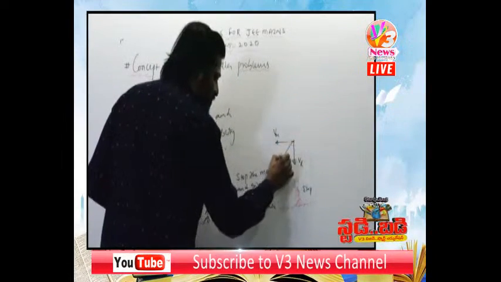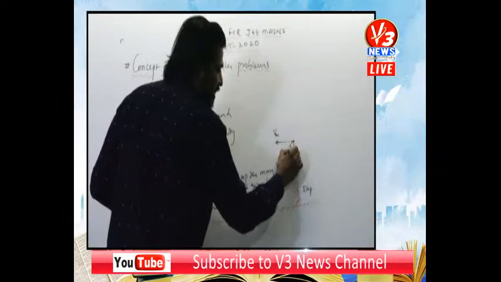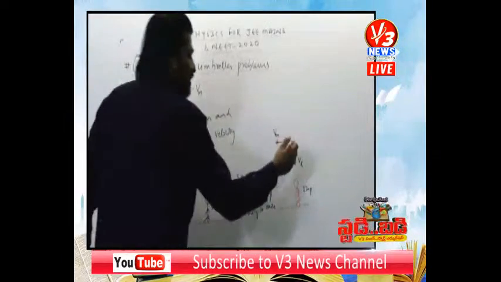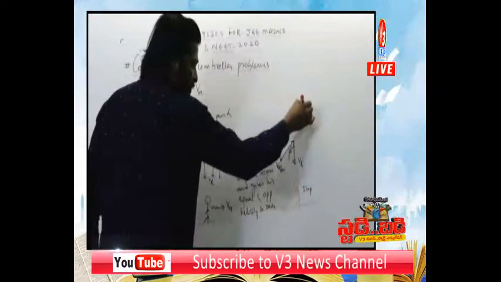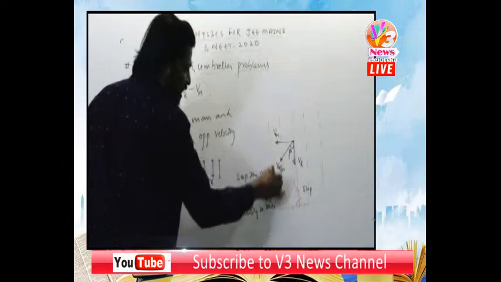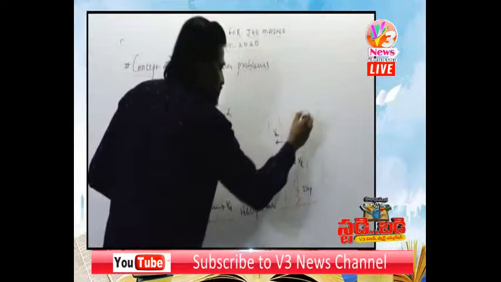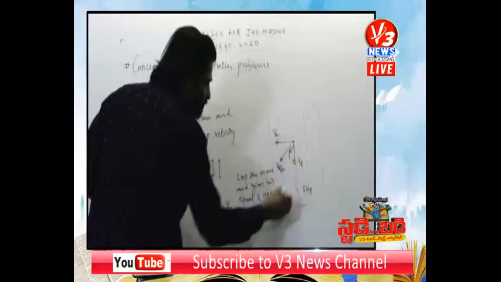So the resultant of this is the velocity of rain with respect to man, Vrm, making an angle, say for example beta, with the vertical. That means when the man is moving with a certain velocity, the rain starts appearing to hit him at an angle. For him, this is the direction in which the rain is falling right now.